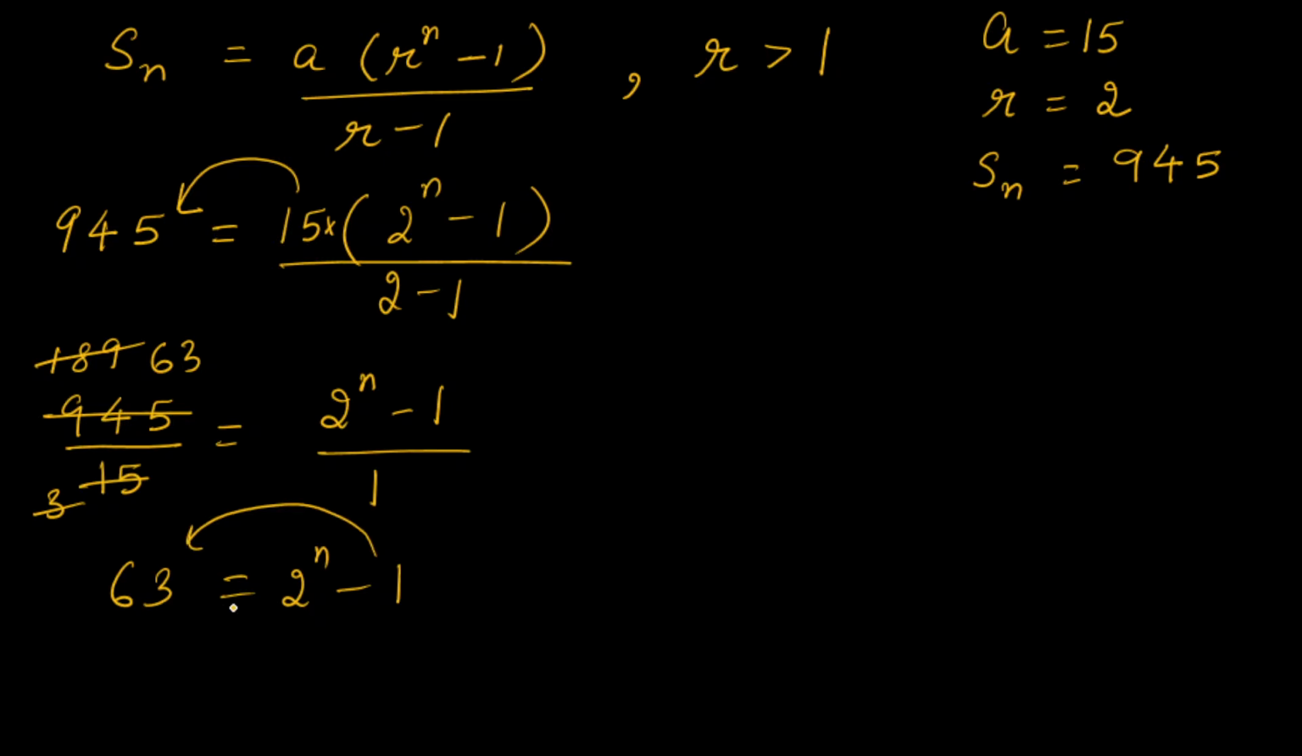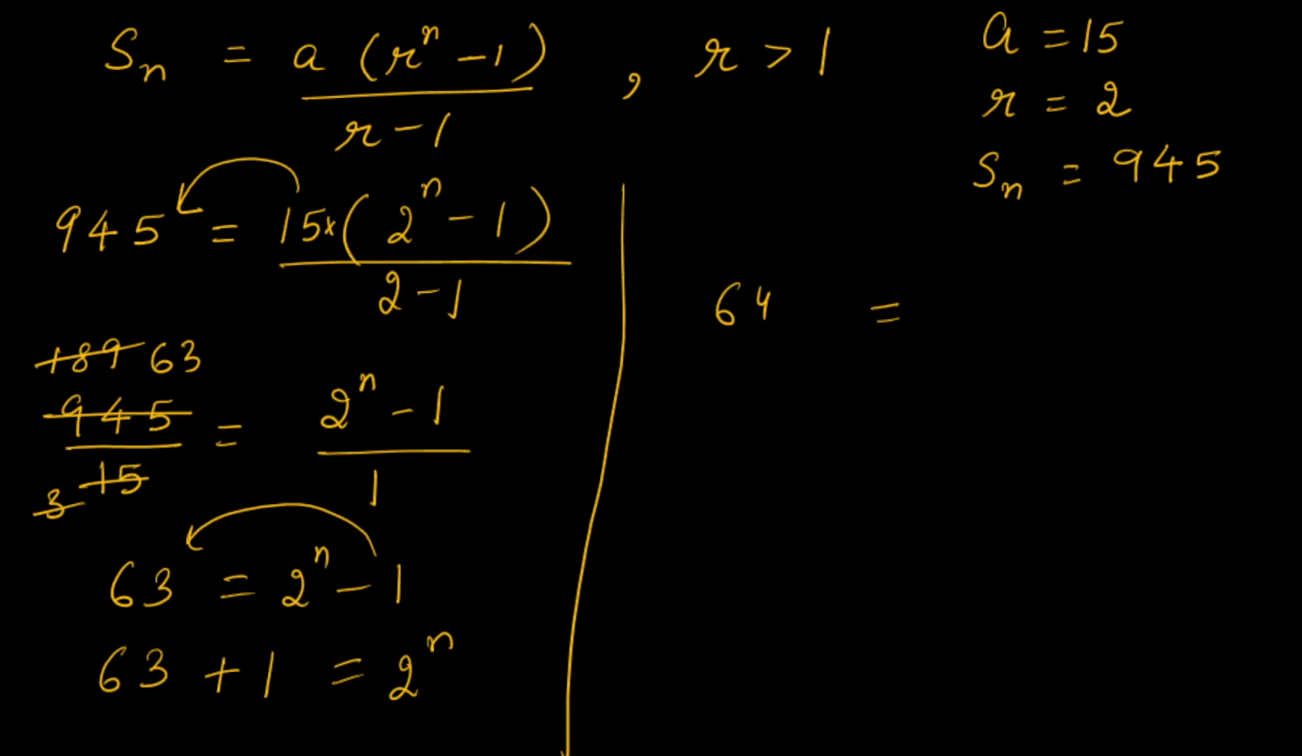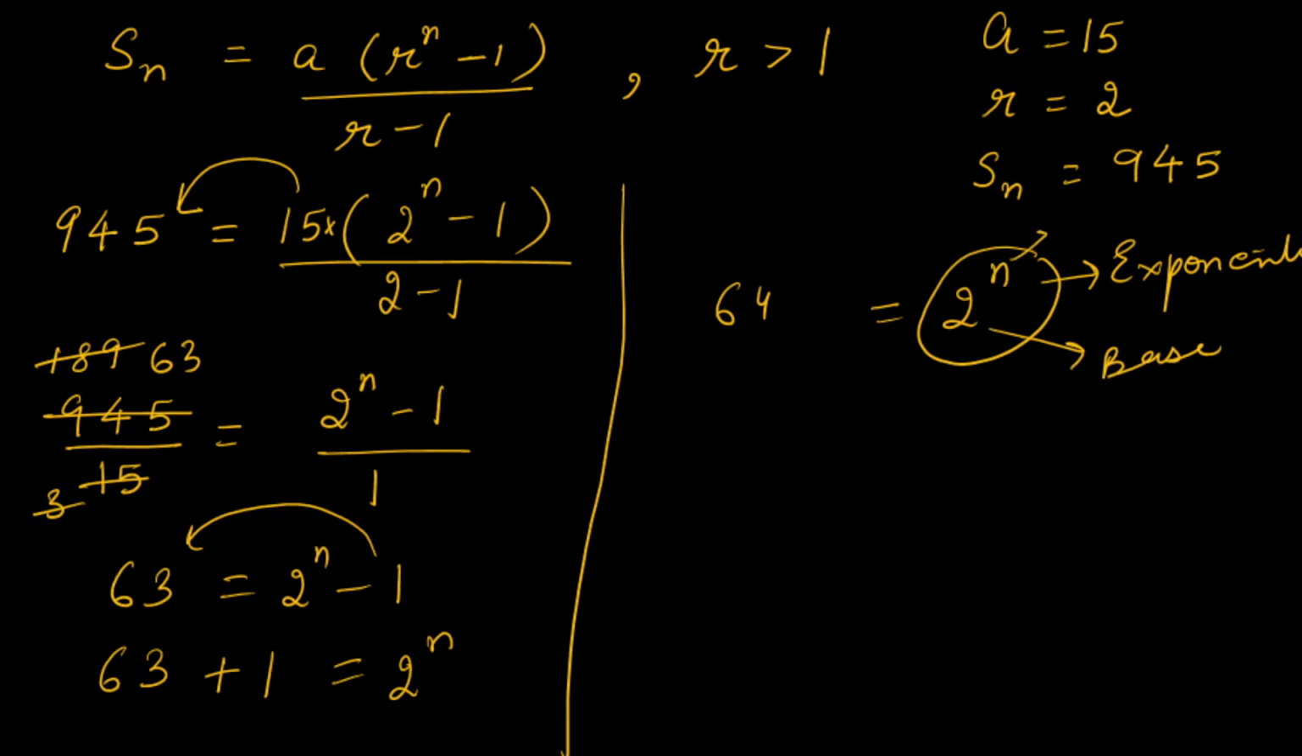Now minus 1 will shift to the other side, so it will change to plus 1. So 63 plus 1 is equal to 2 to the power n. 63 plus 1 is 64, so 64 is equal to 2 to the power n. Now this is exponential form. 2 is the base, n is the index.